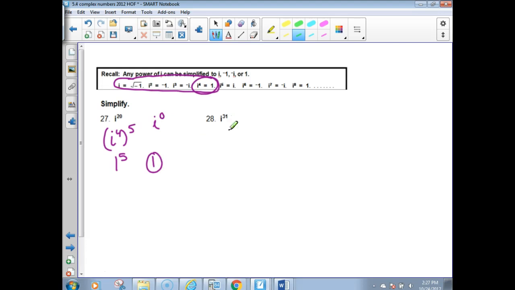Okay. Break this one up. i to the 4th to the 7th would be i to the 28th. 31 minus 28 is 3, so I've got i to the 3rd left. Remember, that part's just 1. So the answer is i to the 3rd, and i to the 3rd equals negative i.